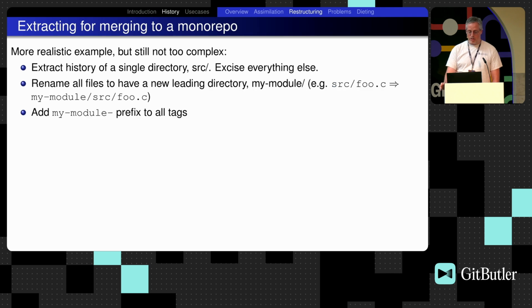And now moving to the slightly more complicated example. So those things so far gave us the performance look. Now I'm going to focus a little bit more on just the usability. So this was the simplest form of that common use case that I had, where we want to extract some small subset of the history. For example, in this case, we'll just take the source subdirectory, getting rid of everything else from your repository, then renaming everything to have a new leading directory, my module in this case. And then because we want to merge this smaller history into a bigger monorepo, we don't want the tags to conflict. So we want to rename all the tags.